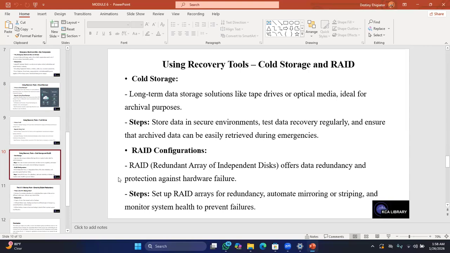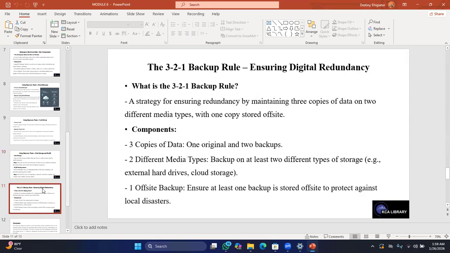Now, let's look at RAID configuration. RAID stands for Redundant Array of Independent Disks, and this offers data redundancy. We have explained redundancy in the previous module, and protection against hardware failure. That is what RAID does. Now, the steps are: set up RAID arrays for redundancy, automate mirroring or striping, and monitor system health to prevent failures.